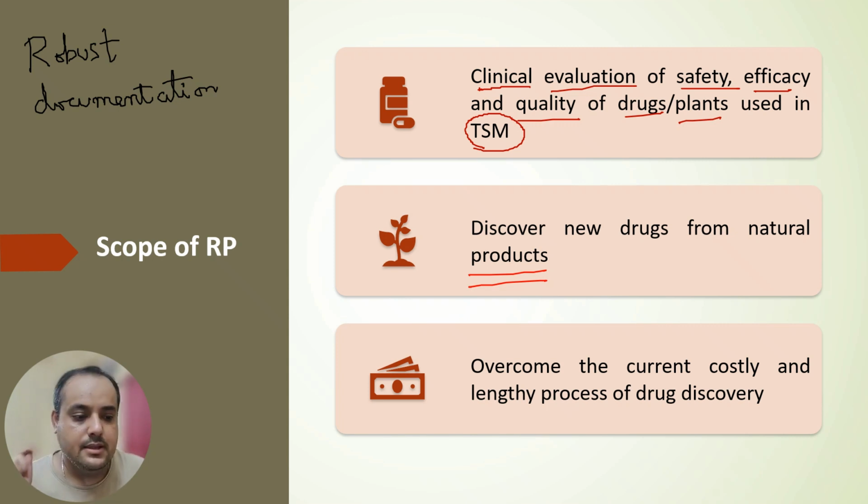The third point is that through the process of reverse pharmacology, we can overcome the current costly and lengthy process of drug discovery. As I've already told you, the number of new chemical entities is decreasing, but the cost of research is increasing. So if we use the resources that we have had with us for centuries and properly document everything, then the synthesis of new chemical entities is going to take a lot less time. So we are going to save time as well as money.